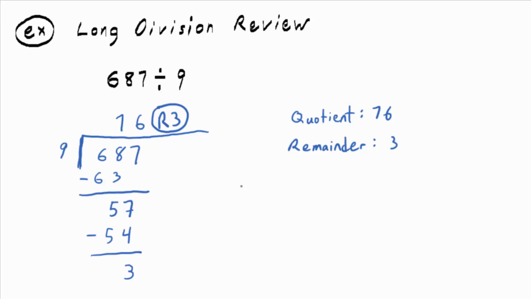Does anybody remember how to check the long division? In this particular case, what would the check be? To check your answer. Yeah, 9 times 76 plus 3 had better equal what? Yeah, so you take 9 times 76, add 3, and you better get the thing you were dividing into. It's called the dividend. You better get the 687. And you will. You can check that on your own if you want. So it's going to check.